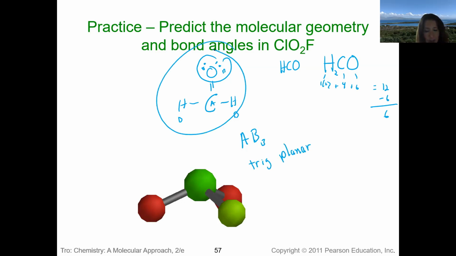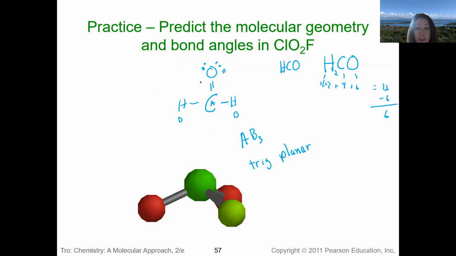Right, and so this is AB3, trigonal planar. And again, it doesn't matter if it's going to be a double or triple bond. Sorry, I ran out of time to talk about it. But if you do the lone pairs and they don't work, then that's when you have to make the double and triple bonds, right? Okay.